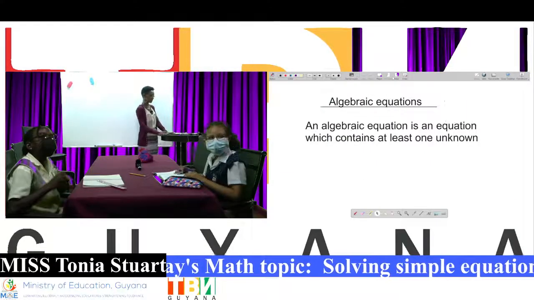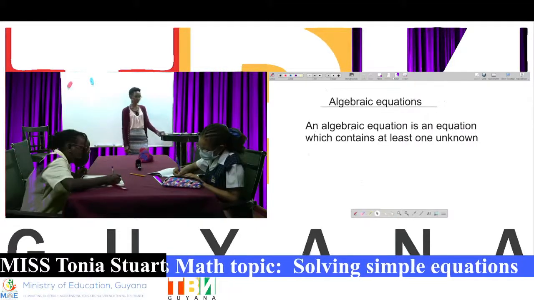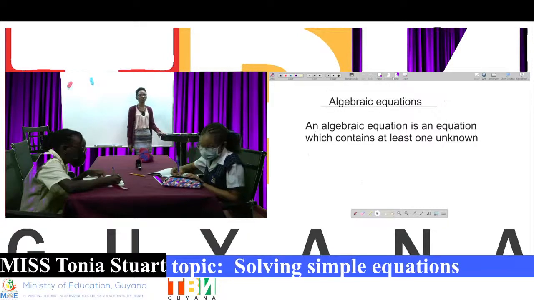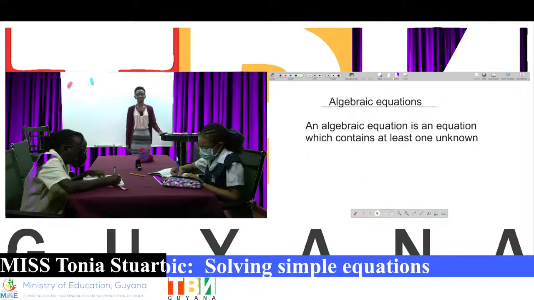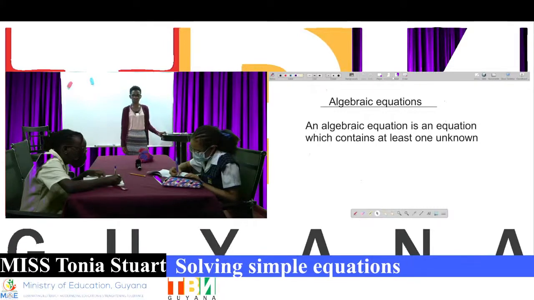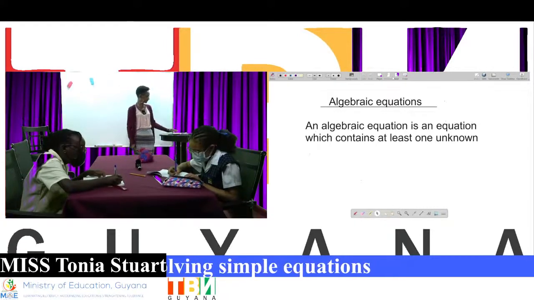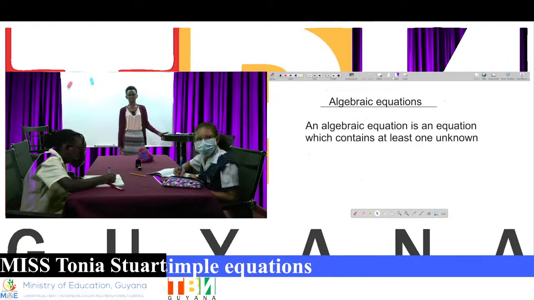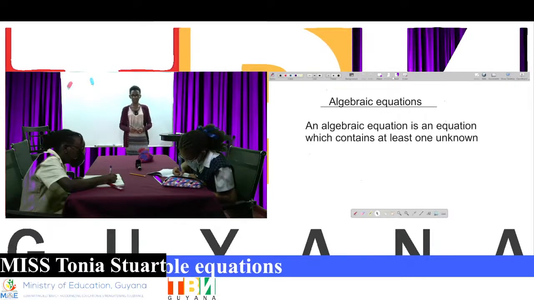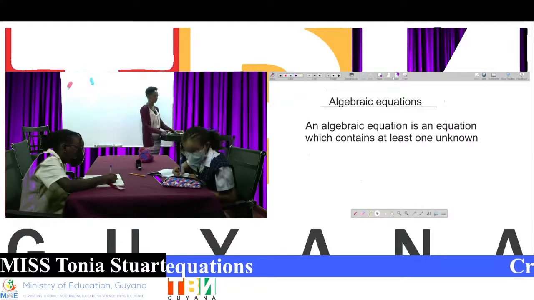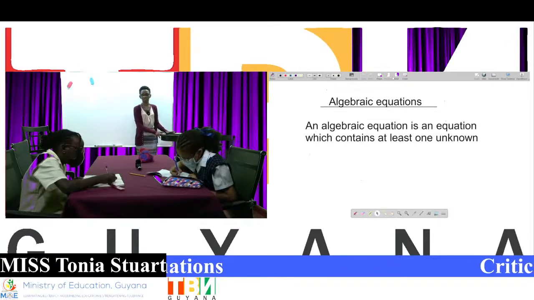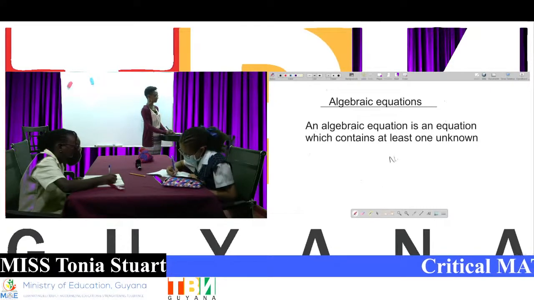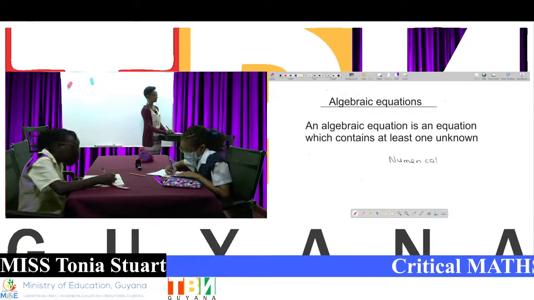So our concept today is algebraic equations. To get an idea of what an algebraic equation is, it's an equation which contains at least one unknown. Now there are many types of equations. You have numerical equations that you're familiar with. Numerical equations involve numbers, strictly numbers. So an example of a numerical equation.